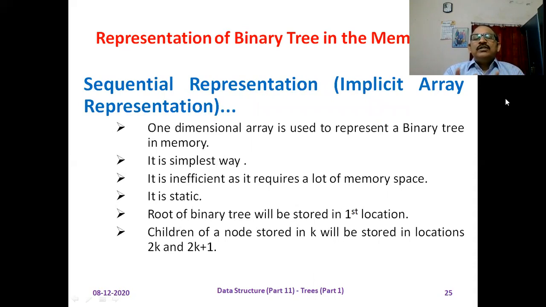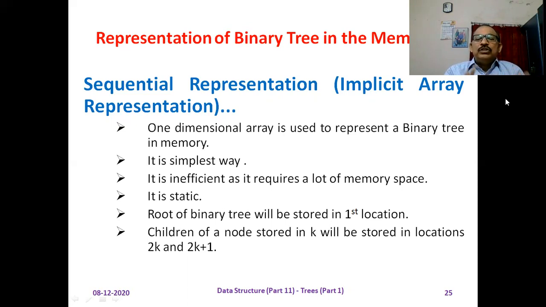Next is the sequential representation, with the help of implicit array representation. Sequential representation, that is, the implicit array representation of a binary tree in computer memory. Here we use a one-dimensional array to represent a binary tree in computer memory. It is one of the simplest ways to represent a binary tree. There is one drawback: it is inefficient as it requires a lot of memory space. Next drawback, it is static.